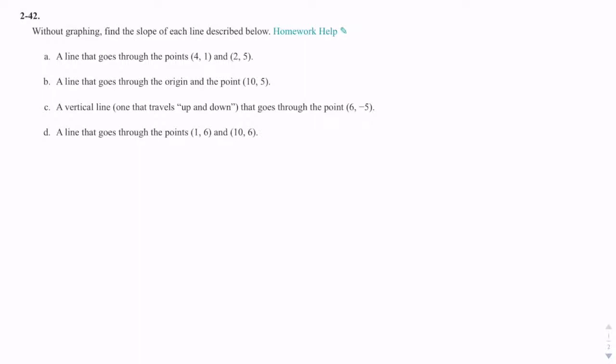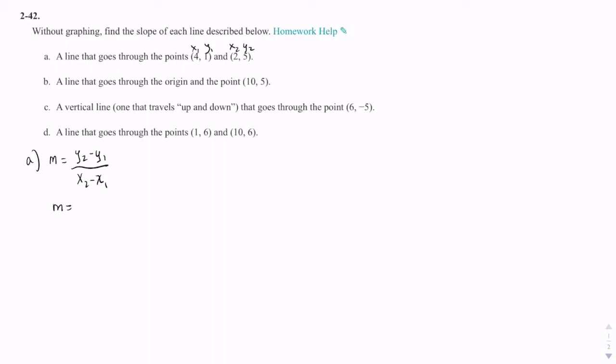For 242, they want us to find the slope of the lines without graphing. So for A, they give us 2 points. And I'm going to use the equation m equals y2 minus y1 over x2 minus x1. So this is x1, y1, x2, y2. So I'll substitute in.